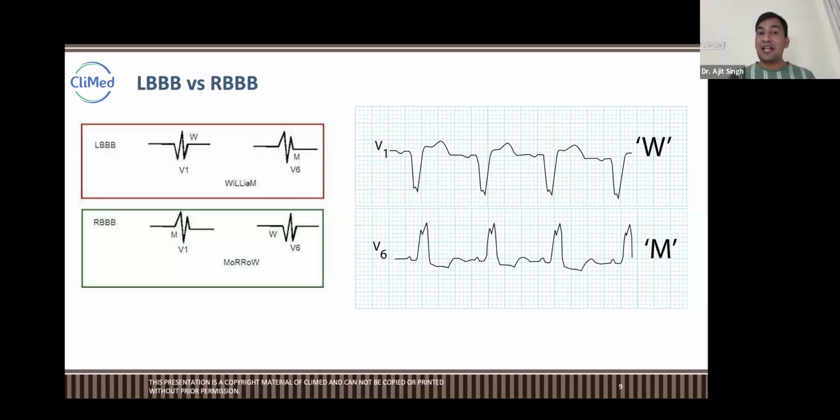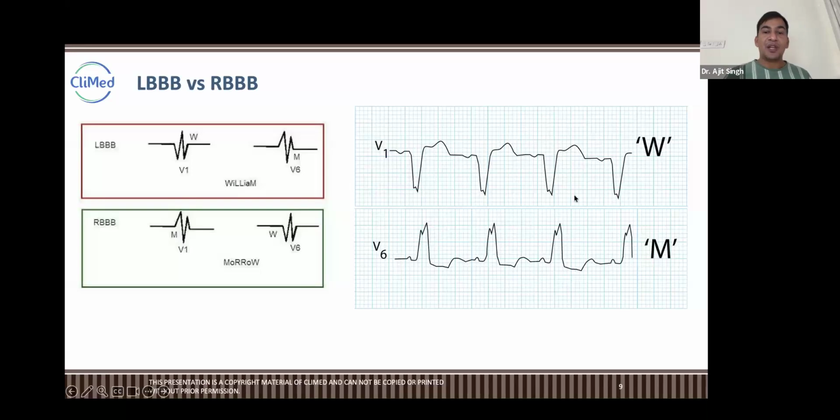So it is not about the ending. Here it is the first beat, the first rhythm. In V1 the pattern will be W and in V6 it will be M. Similarly, in RBBB, V1 will be M, and V6 will be W.